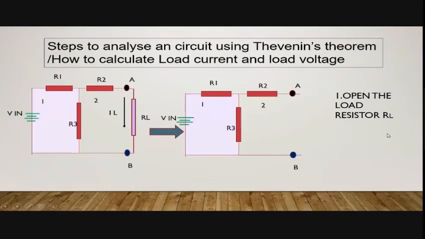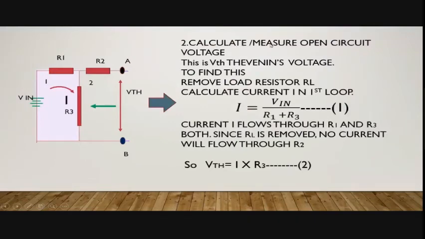What is the next step? Calculate, measure the open circuit voltage. That means we have to find VTH. How to find the Thevenin's voltage VTH? We have already removed the load resistor RL. Then we have to calculate the current I in the first loop. Now this is open, so there is no current flowing in the second loop. Only in the first loop the current is flowing. So here what do you have?